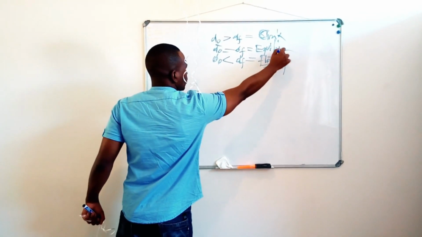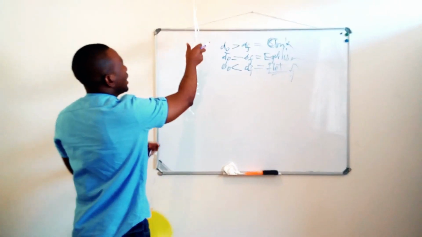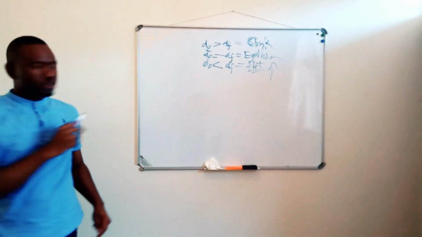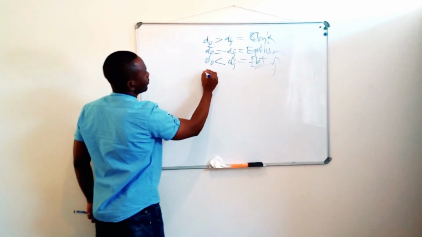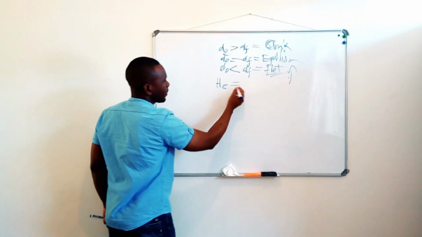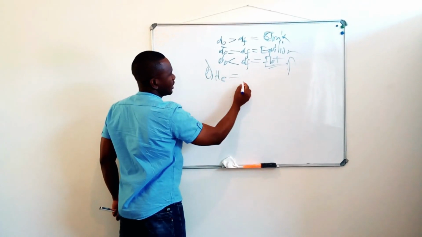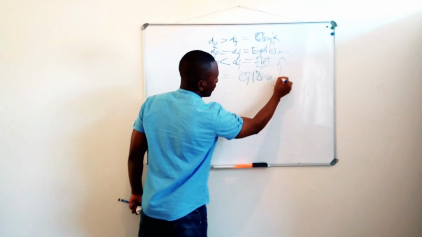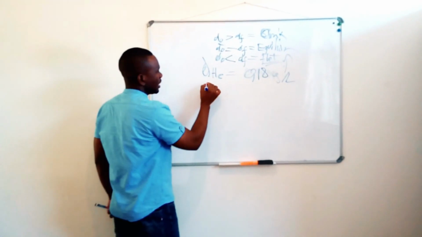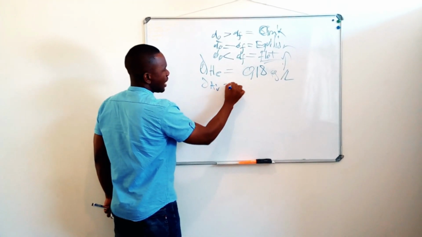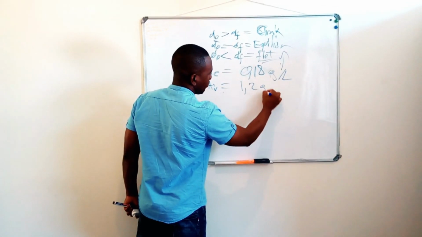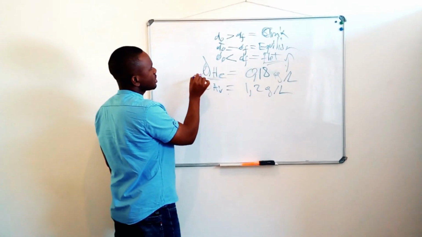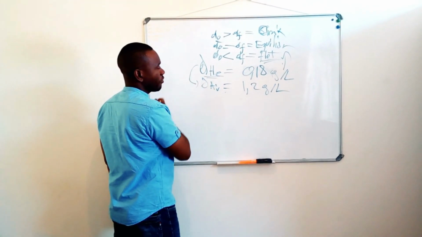Or it will go high. So now I have these balloons here. I want to put them aside. So we all know that helium has a density. Helium has a density of 0.18 gram per liter, and air has a density of 1.2 gram per liter. So we can see that the density of helium is lower than the density of air.